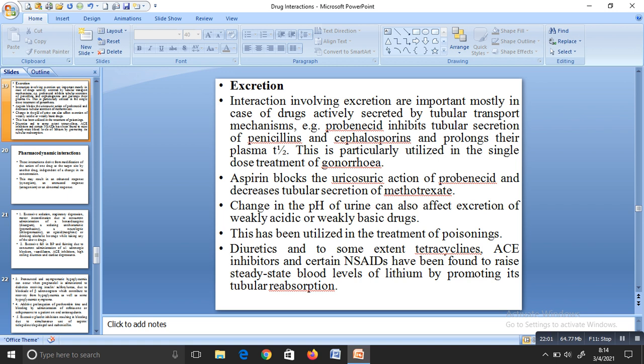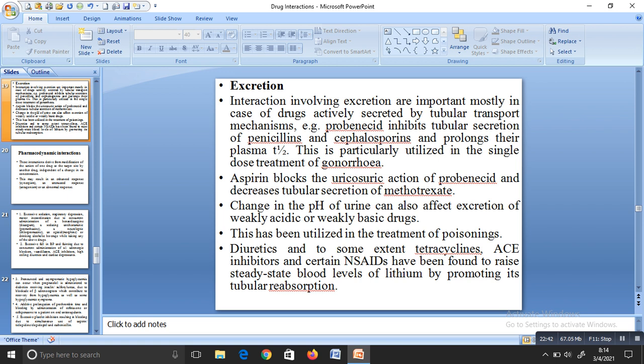Similarly, probenecid will be decreasing the tubular secretion of methotrexate. Methotrexate is an anti-cancer drug, and that is also beneficial. If you change the pH, we can eliminate drugs, which is useful in the treatment of poisoning. If you are taking an acidic drug and if you alkalinize the urine, what will happen? The acidic drug will be eliminated from the body. Similarly, in case of alkali poisoning, we have to acidify the urine, and it will enhance the elimination of the poison.